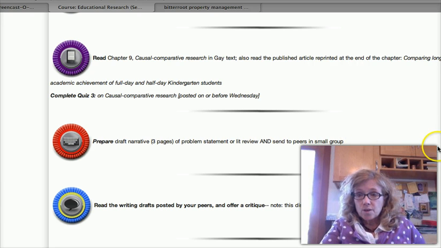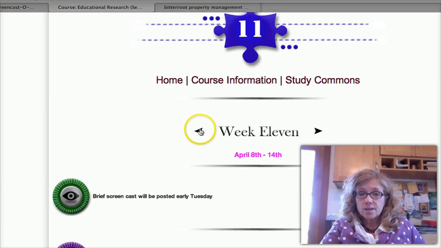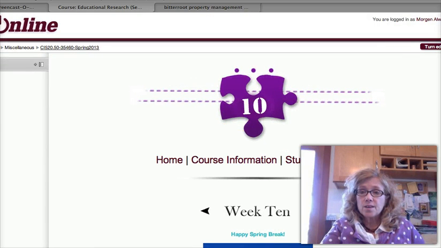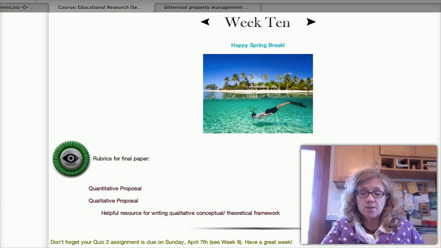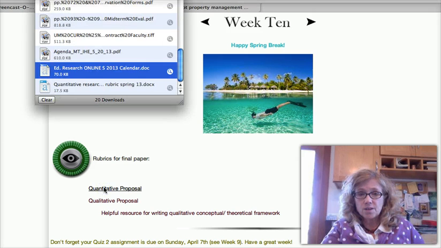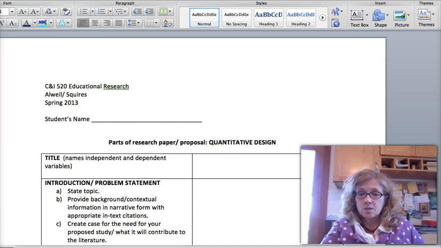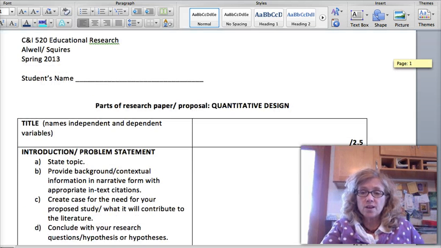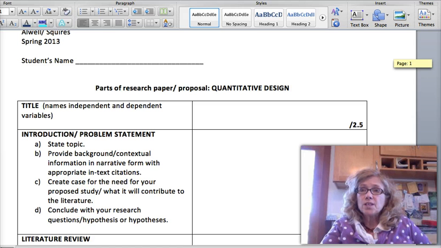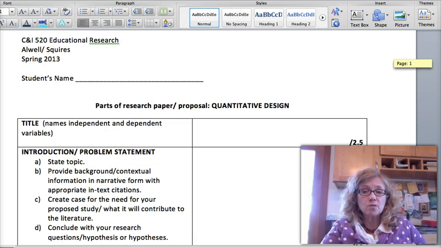So you might want to check out and study in detail the final paper assignment rubrics that I posted at week 10, the quantitative proposal or the qualitative proposal. Let's look at one of those. Here's the quantitative proposal. And so you'll notice, and also there are 2 chapters that talk about writing a research proposal and also writing up research. I believe they're chapter 3 and 21 in your text. So take a look at those if you're struggling with the format of a research proposal.